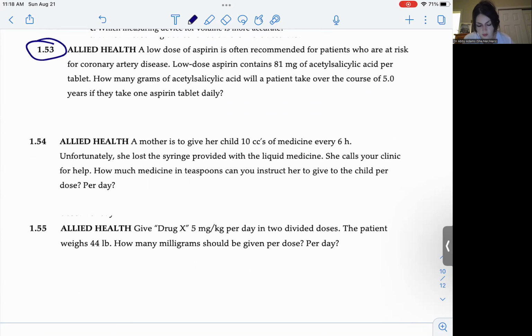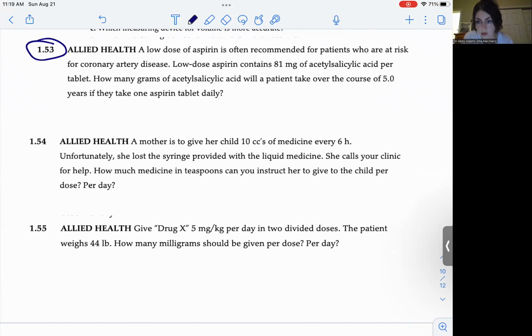1.53. A low dose of aspirin is often recommended for patients who are at risk for coronary artery disease. Low dose aspirin contains 81 milligrams of acetylsalicylic acid per tablet. How many grams of acetylsalicylic acid will a patient take over the course of 5 years if they take 1 aspirin tablet daily? Okay, so let's start working this out.